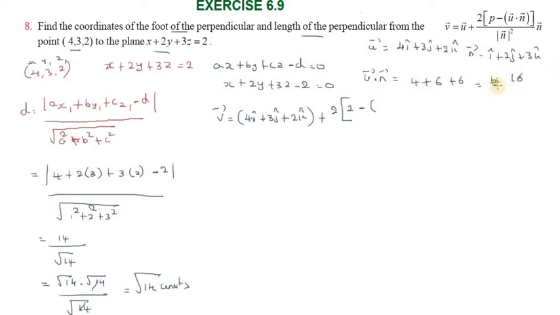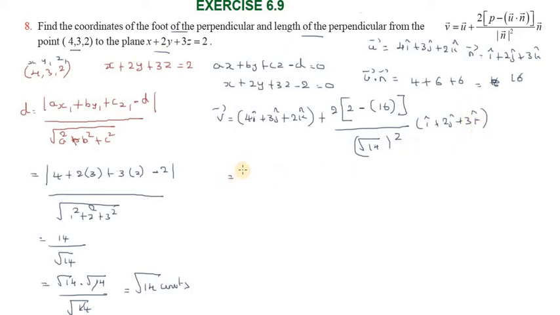Now we put everything into the formula. First the u vector, plus 2 into the value of p, which is 2, minus u vector dot n vector, which is 16, into 1 by mod of n square. Mod of n square is the square of 1 square plus 2 square plus 3 square under root, so root 14 the whole square, into the n vector, which is i cap plus 2j cap plus 3k cap.